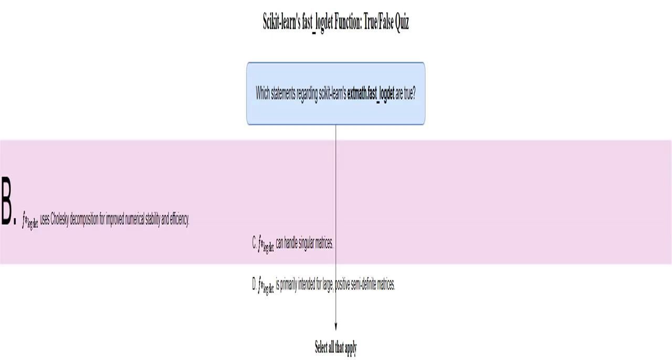This statement is true. fast_logdet cleverly uses Cholesky decomposition, a powerful technique for factoring a positive definite matrix. It's like a sophisticated way of breaking down a complex matrix into simpler parts, which greatly simplifies the calculation of its determinant. This approach also brings increased numerical stability, meaning it's less prone to rounding errors during computation, which is essential when dealing with floating point numbers.